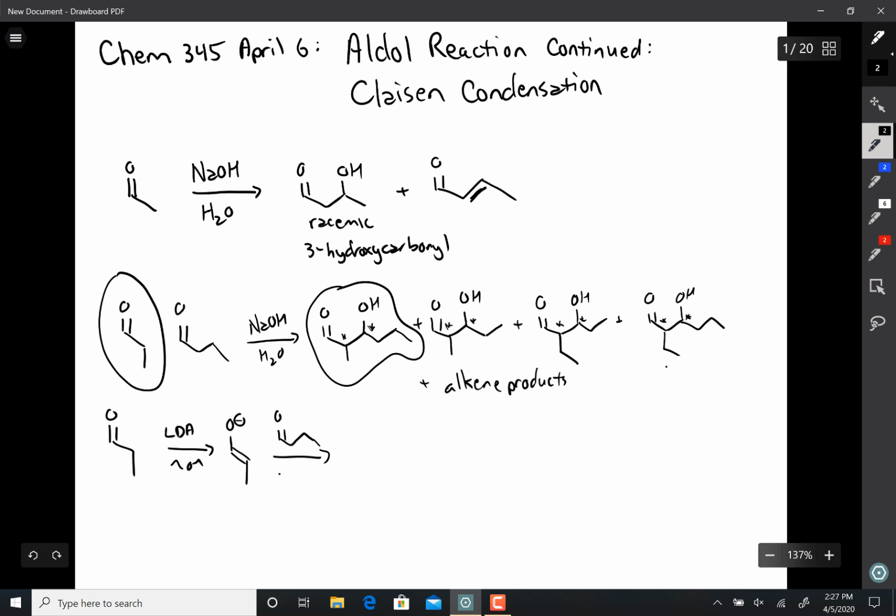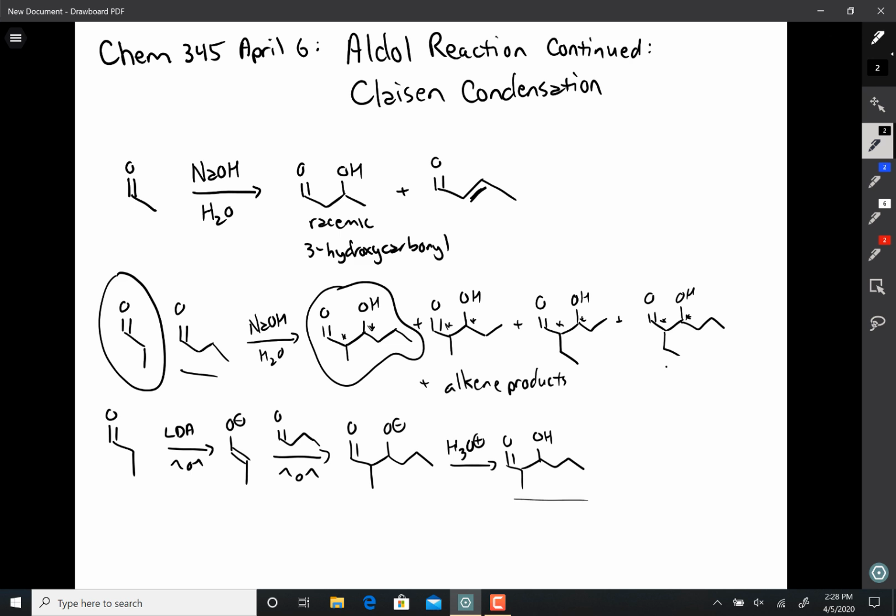Then you add in your electrophile, and it does the aldol reaction, followed by careful protonation, to give at least the constitutional isomer that you want. And this helps take out the risk of the alkene products as well, because you're very carefully controlling conditions so it doesn't overreact.